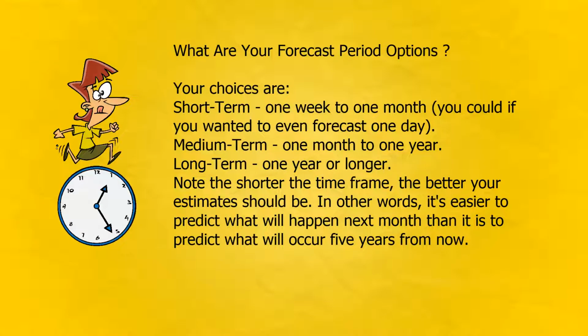What are your forecast period options? Your choices are short-term, 1 week to 1 month. You could if you wanted to even forecast 1 day. Medium-term, 1 month to 1 year. Long-term, 1 year or longer. Note the shorter the time frame, the better your estimate should be. In other words, it's easier to predict what will happen next month than it is to predict what will occur 5 years from now.